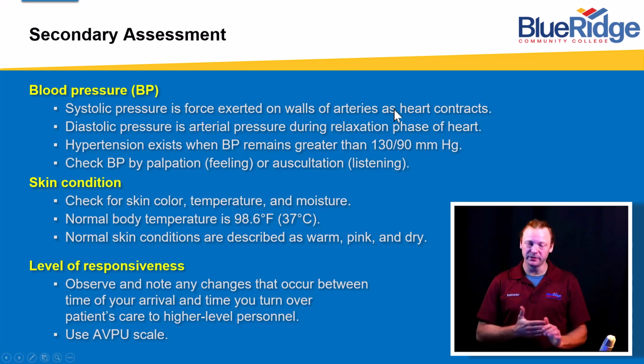Our normal body temperature is 98.6 degrees Fahrenheit. Remember to check your skin color, temperature, and for moisture on all patients. Normal skin conditions are described as warm, pink, and dry.